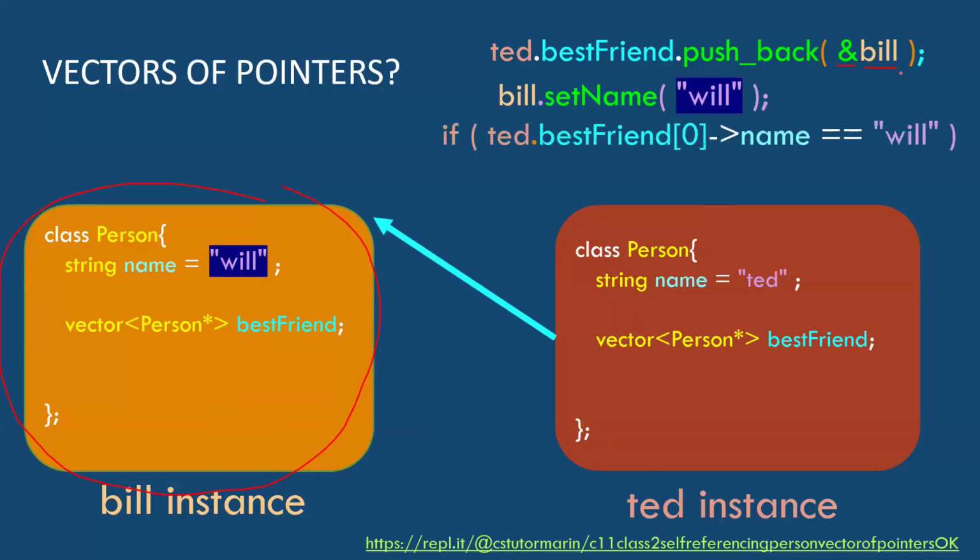And of course, following up now, we will follow up with an arrow, right? Best friend 0 is the address that we just pushed back, right? And then inside of that location, we find a name, okay? So now I can compare and say, are you equal to Will? And the answer there should be true. Yes, because we did change that name to Will.